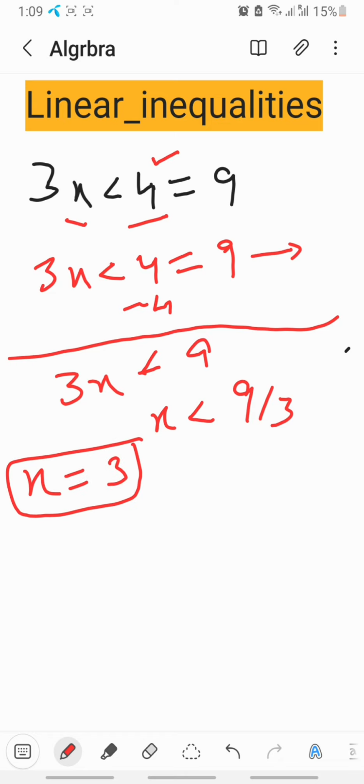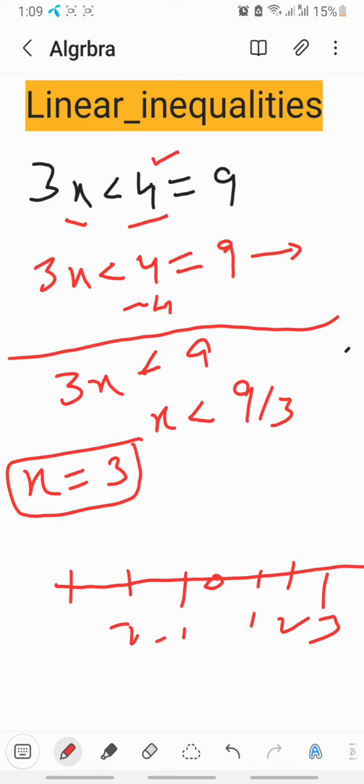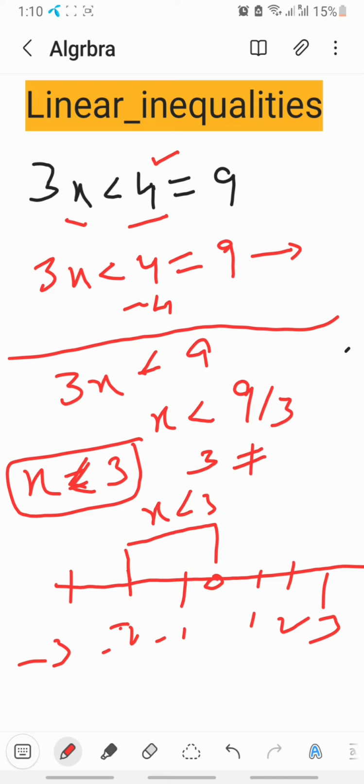How will we draw this 3 on the number line? Let's say this starts from 0. This is positive 1, positive 2, positive 3, negative 1, negative 2, negative 3, and so on. Here x is less than 3, which means that 3 is not included. So we will choose a number less than 3. The number which is less than 3 is 2. Hope you get it.